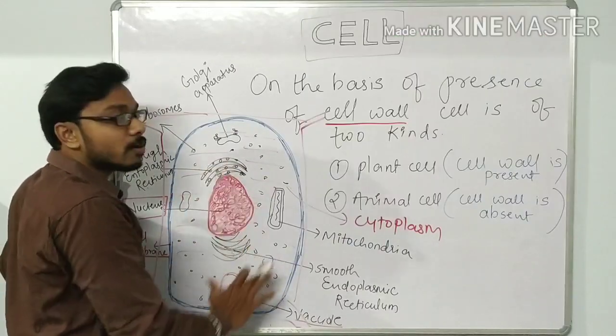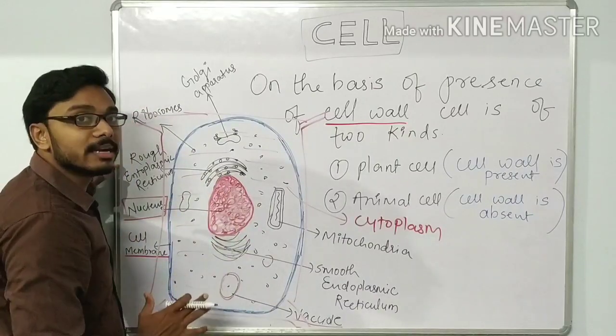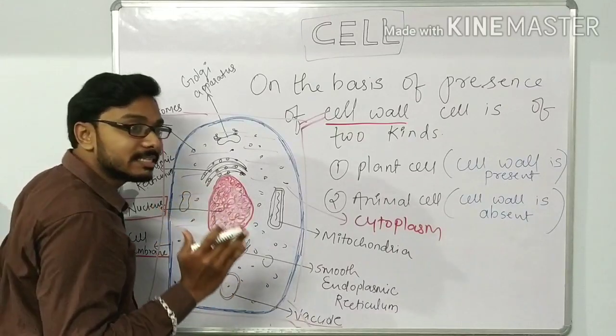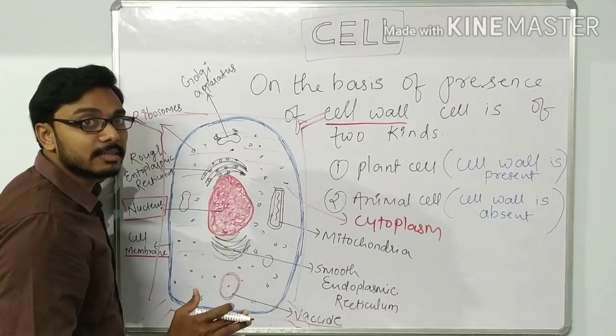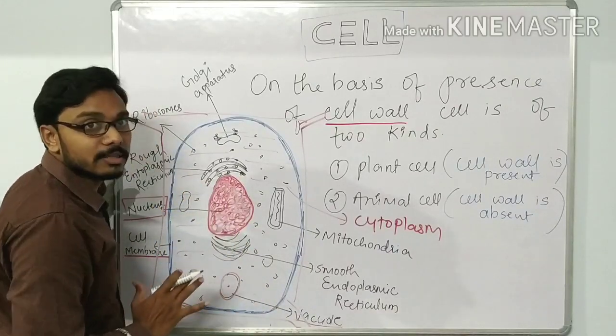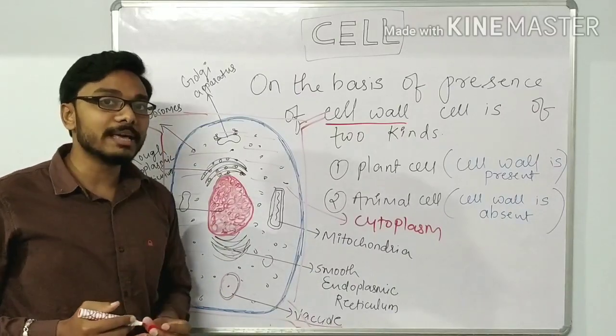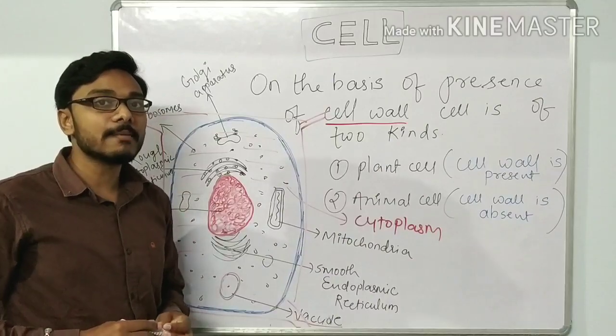Now the functions of those different organelles you will study in your higher classes. For now, just to understand what the cell is and what all things are there inside the cell, this is enough for this particular class. So hope you have understood. Now I am going to show you the images of plant cell and animal cell.